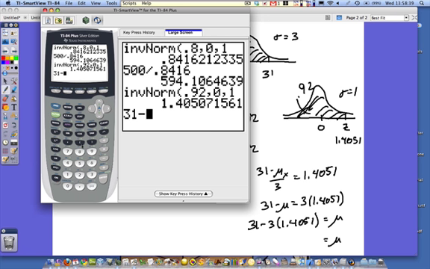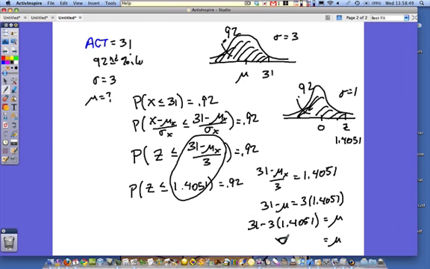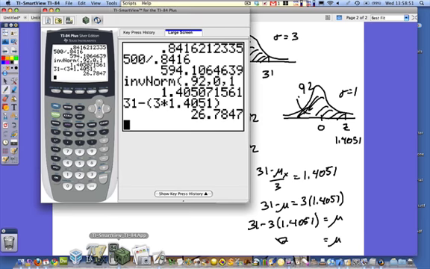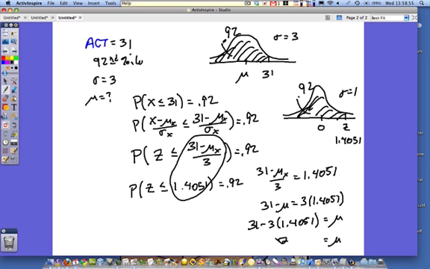31 minus 3 times 1.4051, and we get, oops, I didn't look at it. We get 26.7847. And there's our mean. That's how you do these problems.